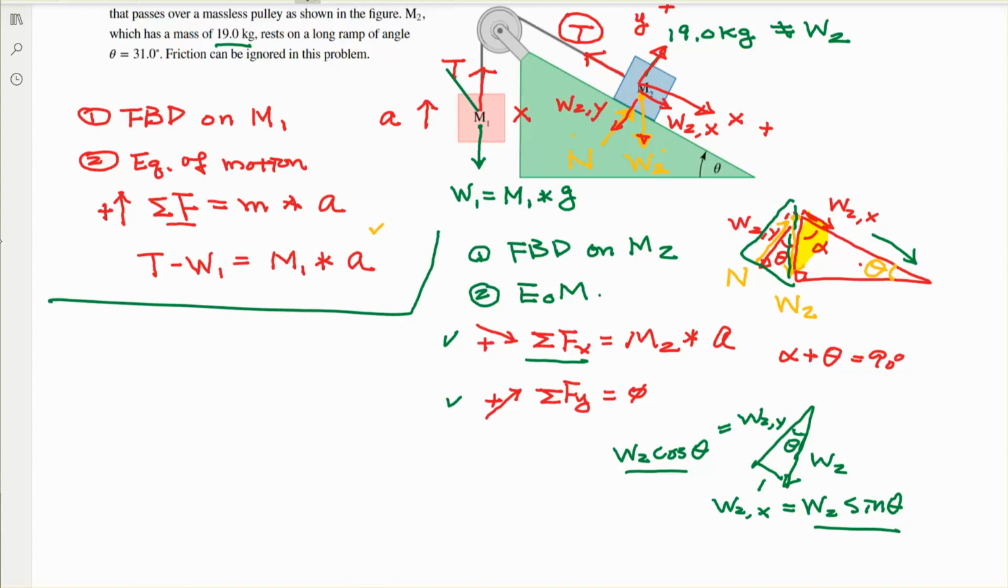In the x direction, I make going right the positive. If I start with the T here, this T will be negative T because it goes in the opposite direction. Do I have another force in the x direction? Well, what about this? Yes, that is another force. This is positive.